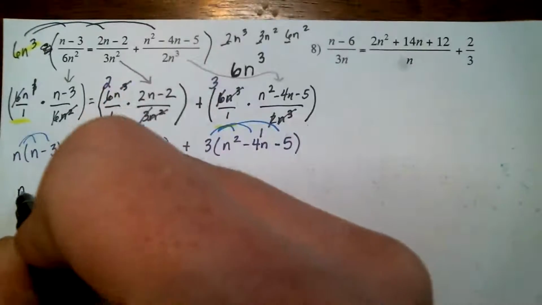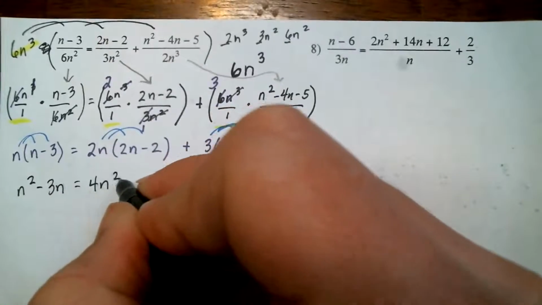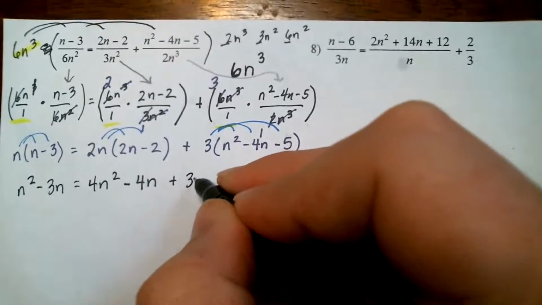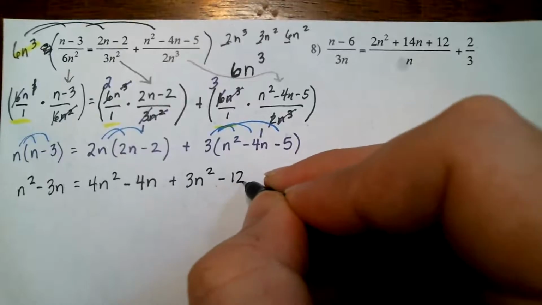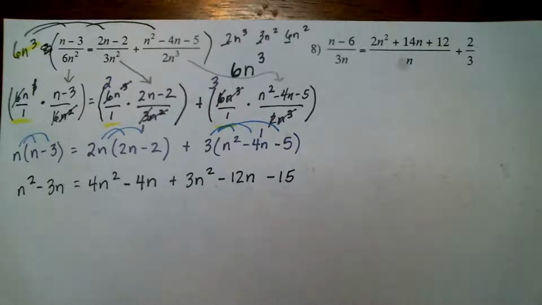So then we go n squared minus 3n equals 4n squared minus 4n plus 3n squared minus 12n minus 15. Whoa.